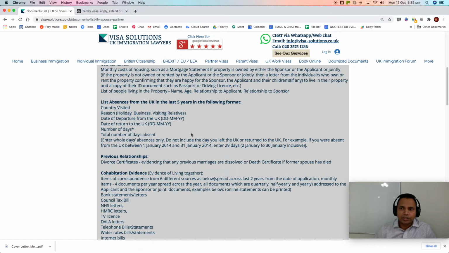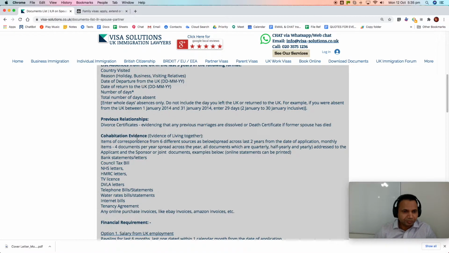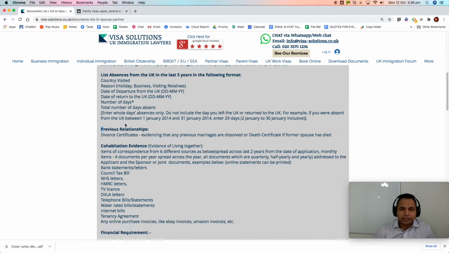If you are submitting the application today, then today is the date of application. For example, today is 12th of October 2020. So your 5-year block will be 11th of October 2015 to 12th of October 2020. In this, they will create 12-month blocks and then count if you were outside the UK for more than 180 days. That's how you do it. On the application, you will just put all these details, and automatically the system will calculate the number of days absent. Divorce certificate for any previous marriages dissolved, or death certificate.